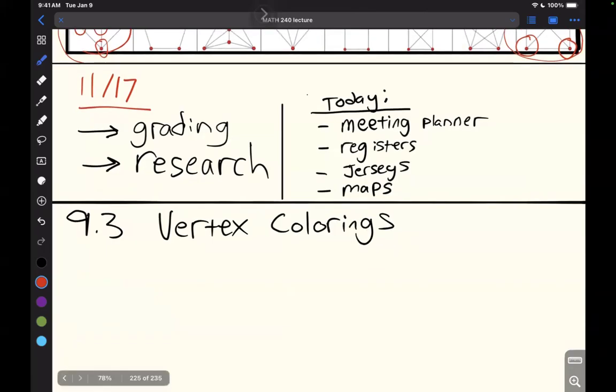Okay. So today we're going to gain the skills to answer the fish question. So we're going to first talk about how do we plan meetings? How do we allocate registers? We'll talk about jerseys, and then we'll talk about maps.